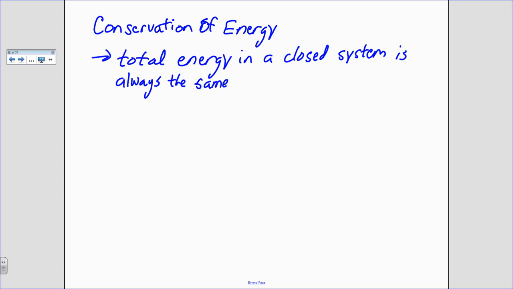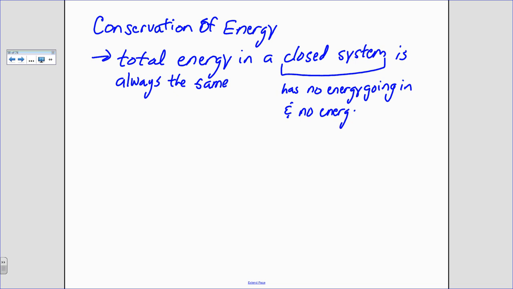Let me just write this on the board. A closed system has no energy going in, and no energy going out. So any energy that it has is just being converted from one type of energy to another. So remember the wind-up car, where you wind it up, and then you have that closed system, and it has all that potential energy in it, that elastic potential energy. You have that spring that's all wound up.